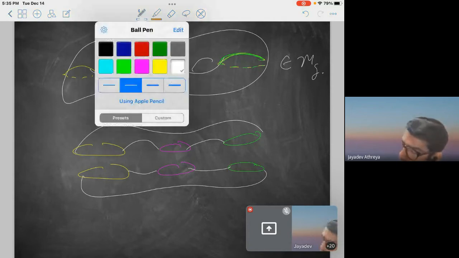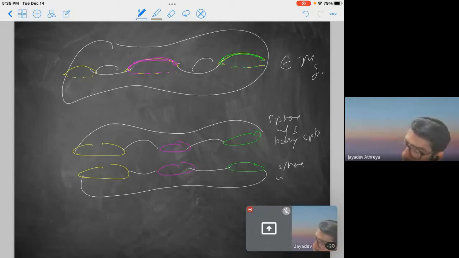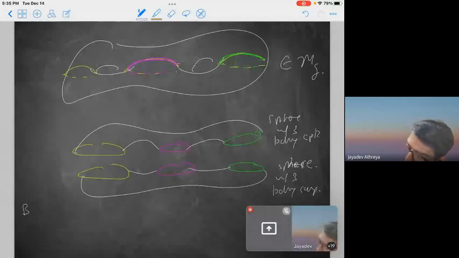Now, each of these is a sphere with 3 boundary components. Both of these are spheres with 3 boundary components. Apologies, my handwriting is getting a little bit bad. So now the question is, there's a couple of points. One, again, we're going to black box the following thing.